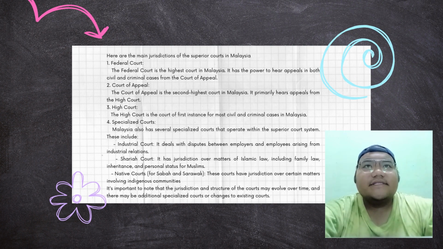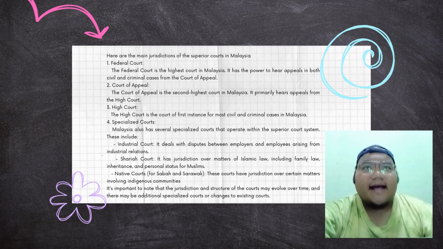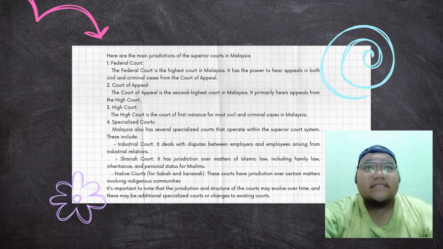Here are the main jurisdictions of the superior courts in Malaysia. First is the Federal Court. The Federal Court is the highest court in Malaysia. It has the power to hear appeals in both civil and criminal cases from the Court of Appeal. Second is the Court of Appeal. The Court of Appeal is the second highest court in Malaysia. It primarily hears appeals from the High Court. Number three is the High Court. The High Court is the court of first instance for most civil and criminal cases in Malaysia.